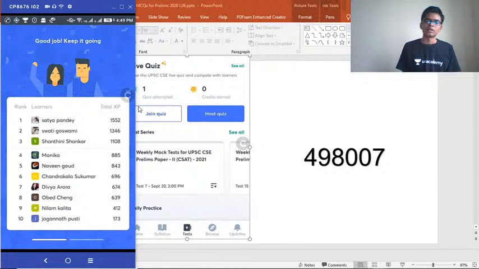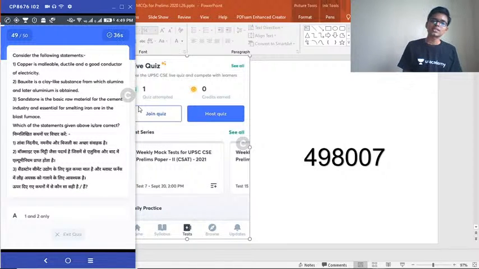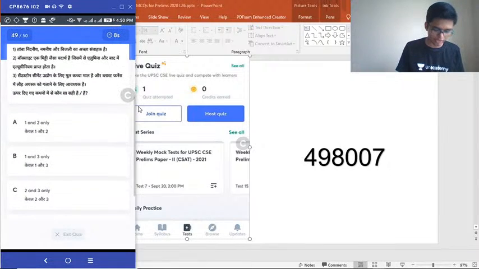Okay. And 22% getting that, none of the above. 49. Consider the following statements. Copper is malleable, ductile, and a good conductor of electricity. Bauxite is a clay-like substance from which alumina and later aluminium is obtained. Sandstone is the basic raw material for the cement industry and essential for smelting iron in the blast furnace. Which of these statements given above is or are correct? 1 and 2, 1 and 3, 2 and 3, 1, 2, 3.